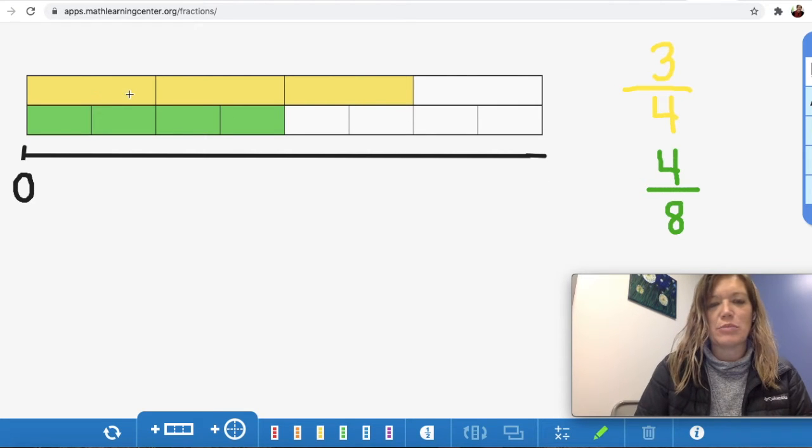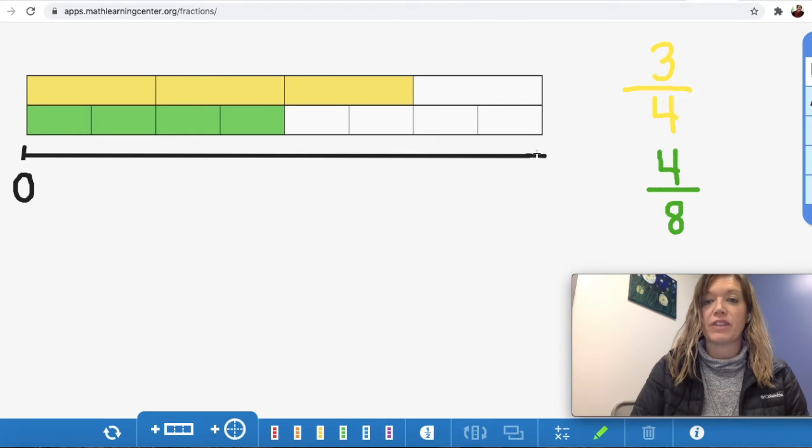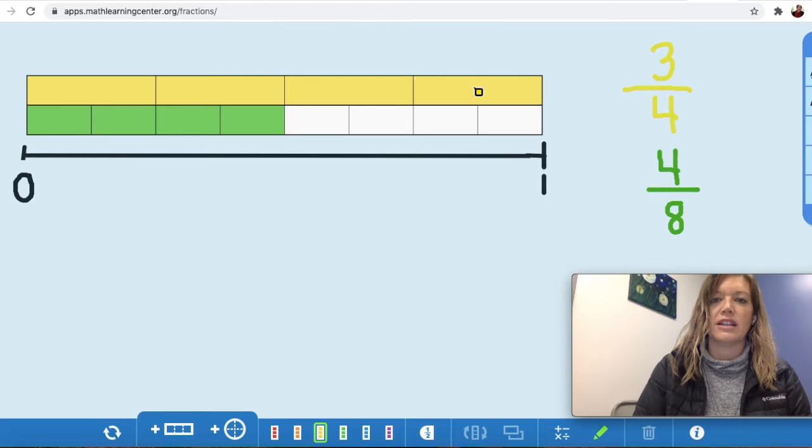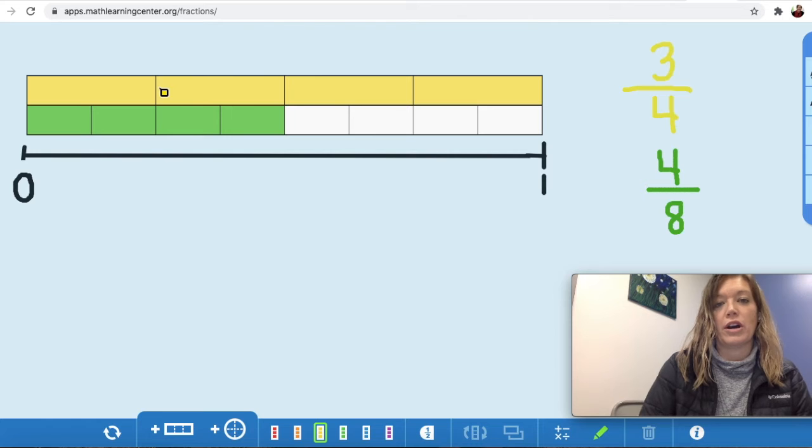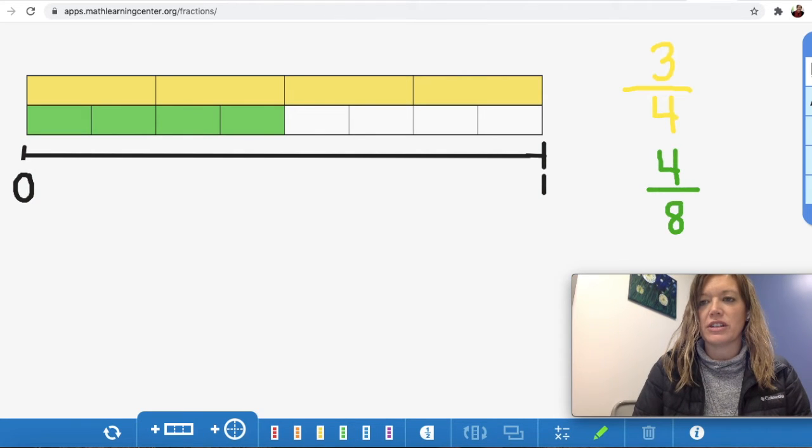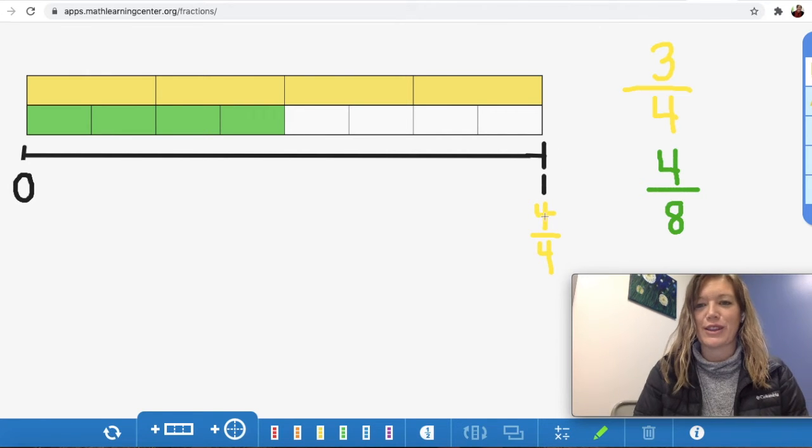In this case, each bar represents one whole bar that we have broken into pieces. So right now, if I draw a line at the very end of my bars, I could say this represents 1. Okay. So with my yellow pieces, if instead of only having 3 out of 4 filled in, I filled in all 4 bars, I have filled in the whole bar, and the way I could write that fraction is 4/4. That would mean the same as 1 whole, and that could be written on the number line underneath the 1.